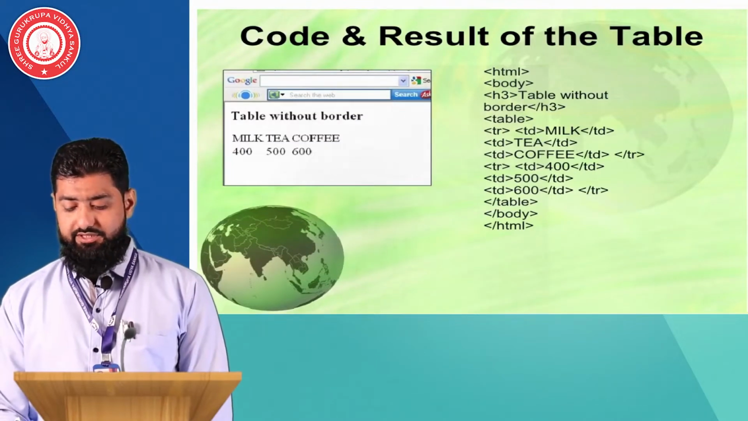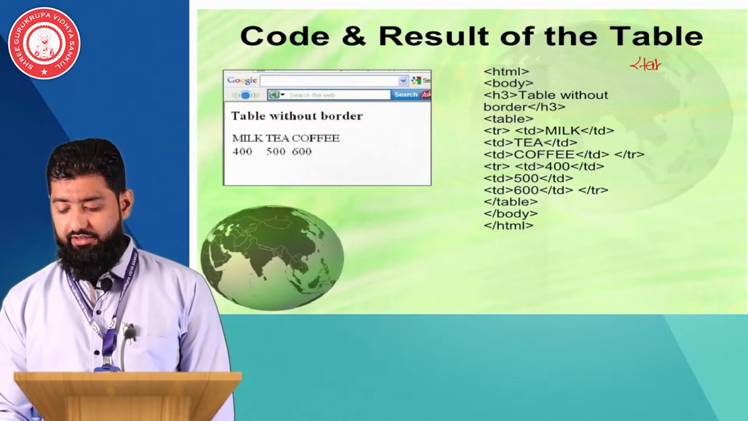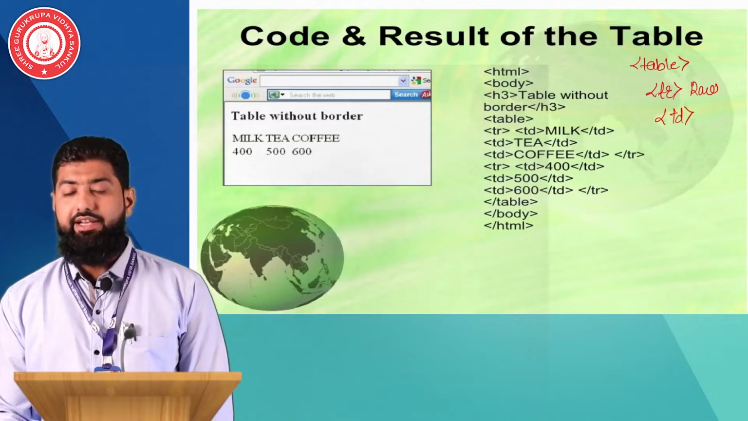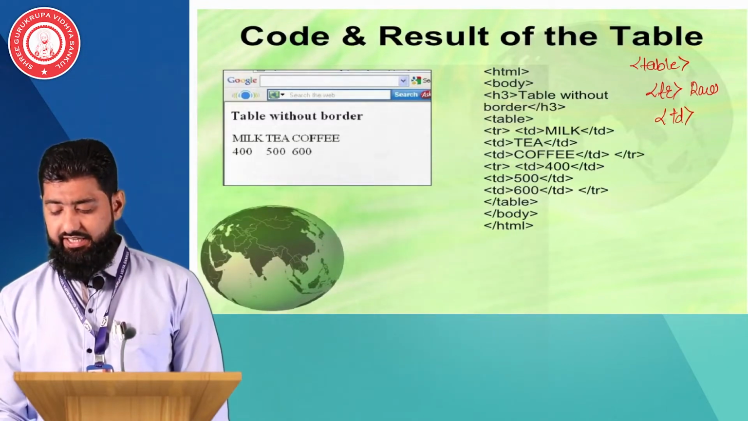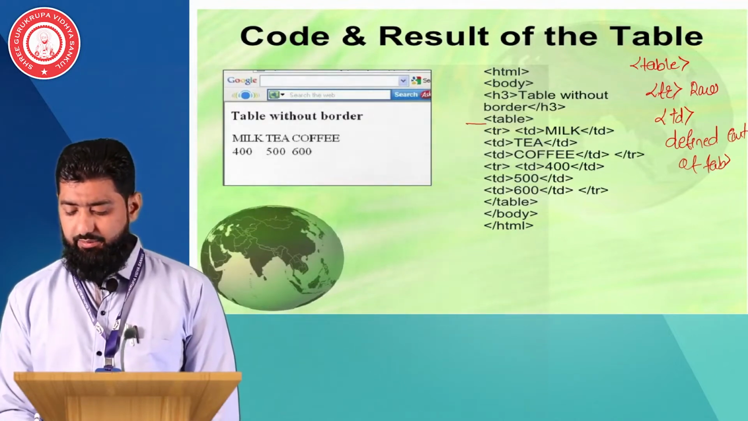This is just a basic example of the table tag. First you have to define the table tag. After that you need to define tr, which means it will create a row. After that you have to define td. In this td tag you have to define the content of the table. Just an example, table.